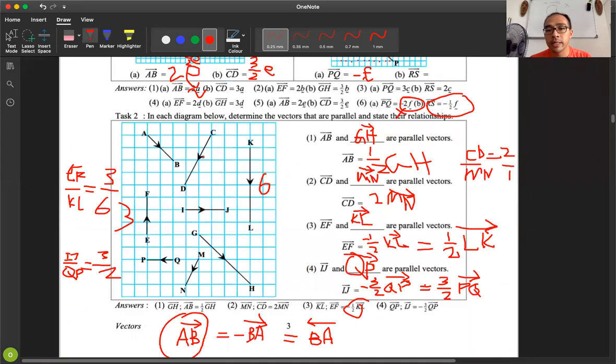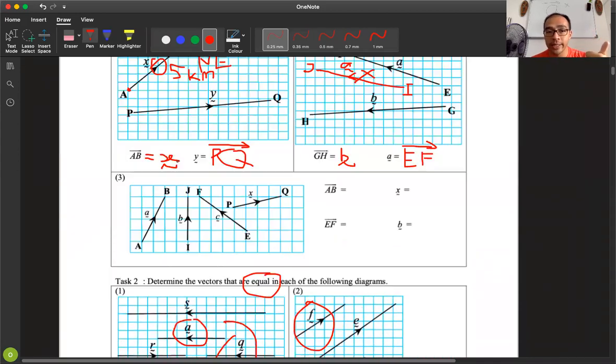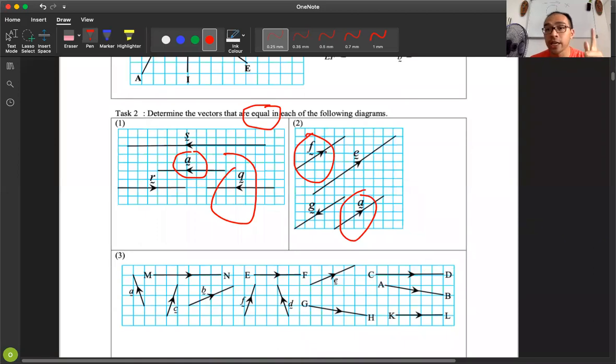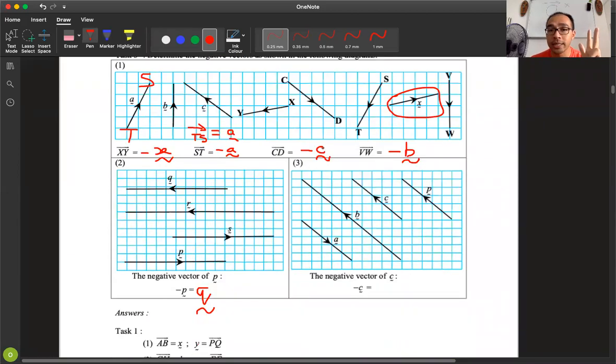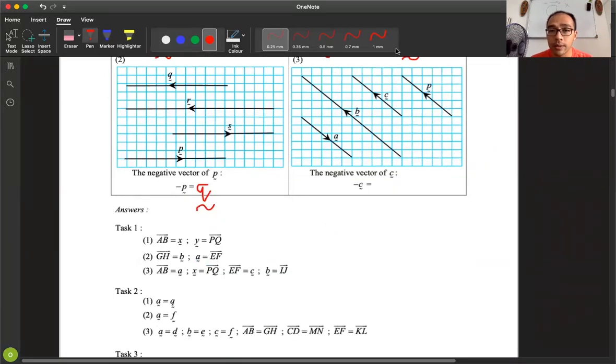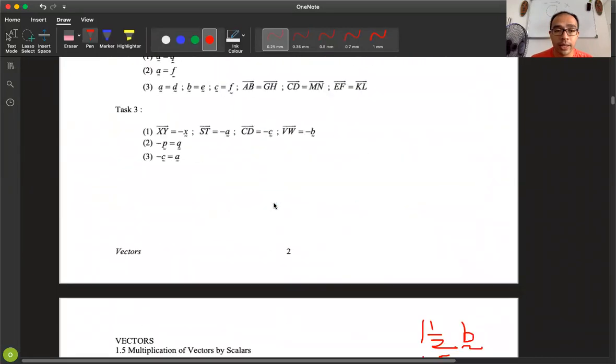Okay, so let me just recap what we've done today. First of all, we've learned about the concept of vector. Secondly, what is the meaning of equal vectors? Thirdly, what is a negative vector? Fourthly, what is a parallel vector? Okay, so the answers for this one is all here.